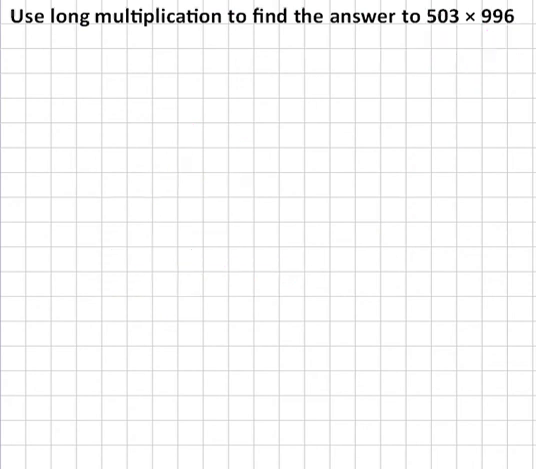Okay, second example. 503 times 996. Starting with an estimate, I'll round these to the nearest 100. So 500 times 1000. Well, that's easy. That's going to be 5 times 1, which is 5, followed by multiplying that by 100,000. So our estimate for 503 times 996 is 500,000.